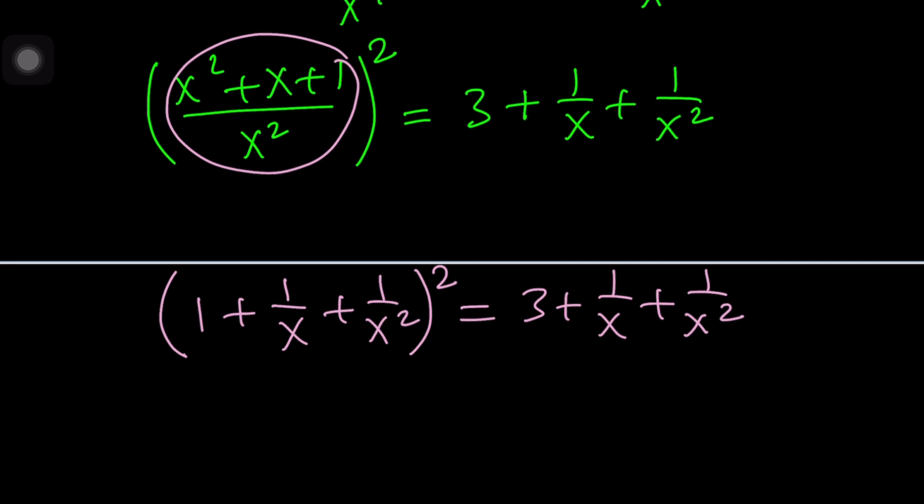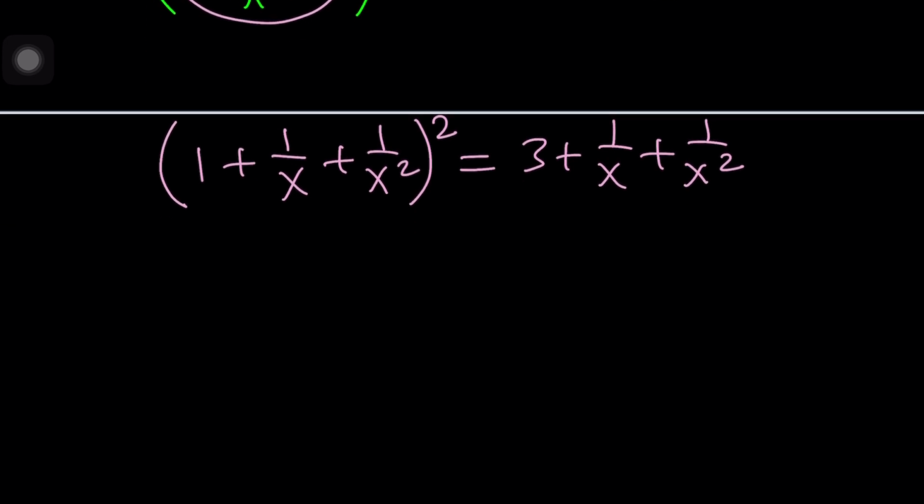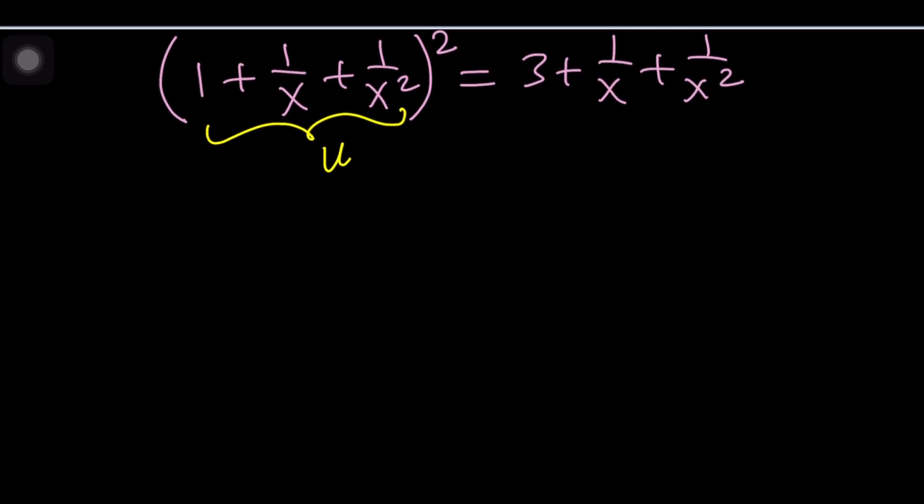I hope you do, because we're about to use a beautiful, beautiful method, which is called substitution. Yay! So now we're going to call this something. How about u? Let's use u this time, not coffee or tea. And this becomes u plus 2. Do you see? 1 plus 2 is 3.